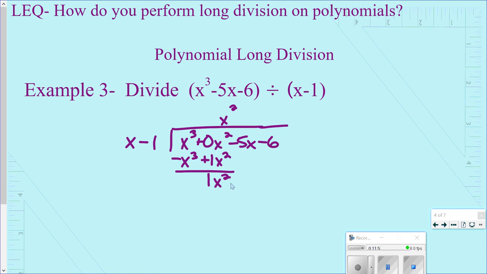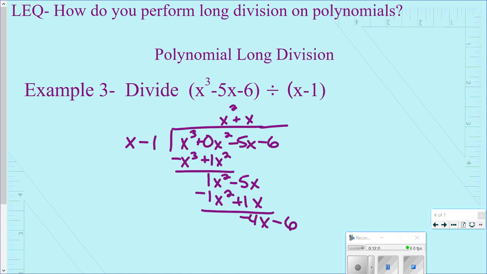Next, I'm going to bring down the negative 5x, and I'm going to start all over again. So x into x squared goes in x times. X times x squared, or x times x is x squared, and x times negative 1 is negative 1x. So I'm subtracting, meaning changing the signs, and negative 5x plus 1x is negative 4x. Then I'm bringing the negative 6 down.